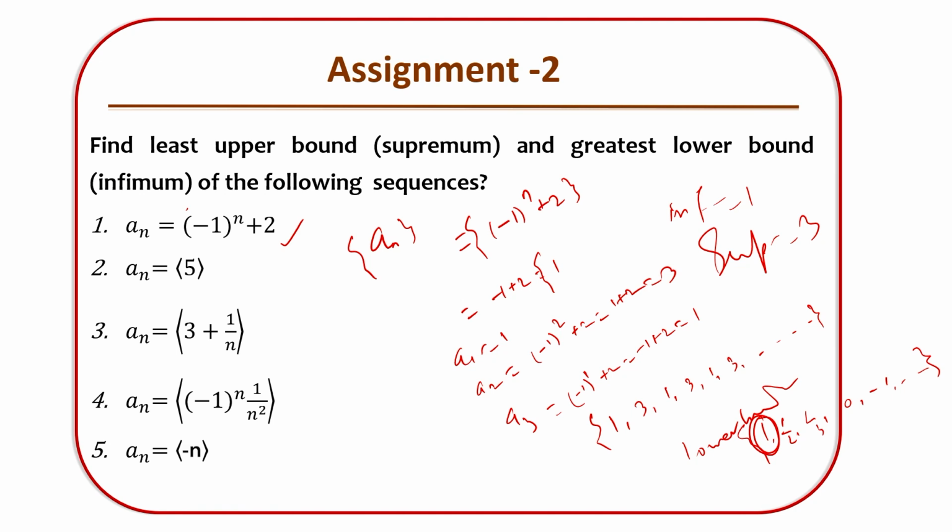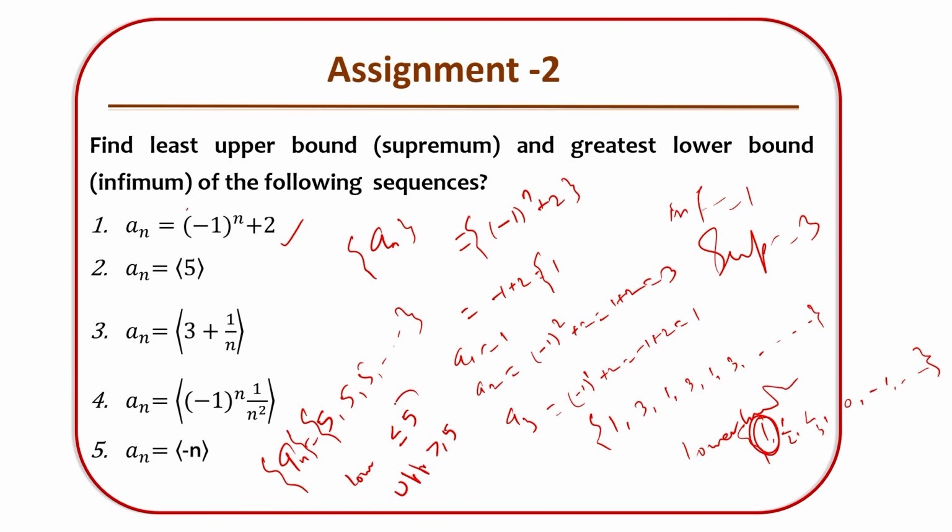Look at a constant sequence. What do you think the lower bound and the upper bounds will be? So let me do this for you. Here n equal to 5 is given. If I write it as a sequence, I have 5, 5, 5, 5, 5, 5. So what will be the lower bounds? Any number which is less than or equal to 5. And what will be the upper bounds? Any number which is greater than or equal to 5.